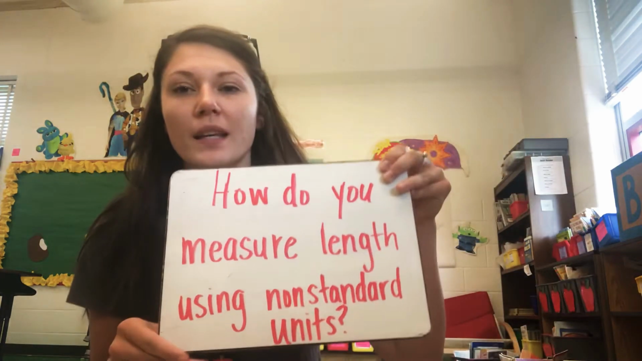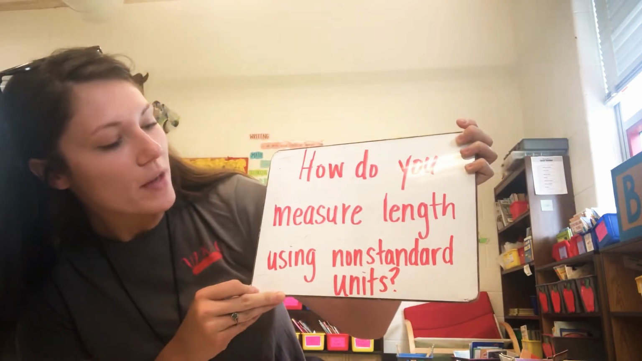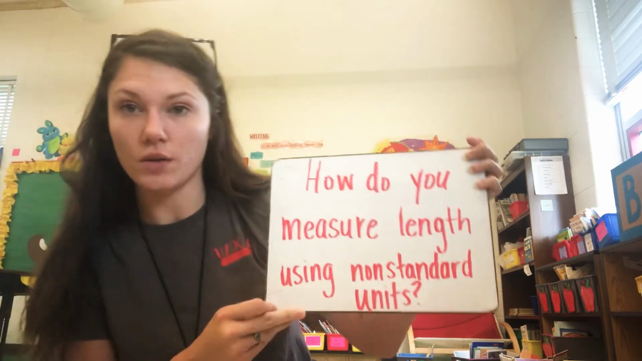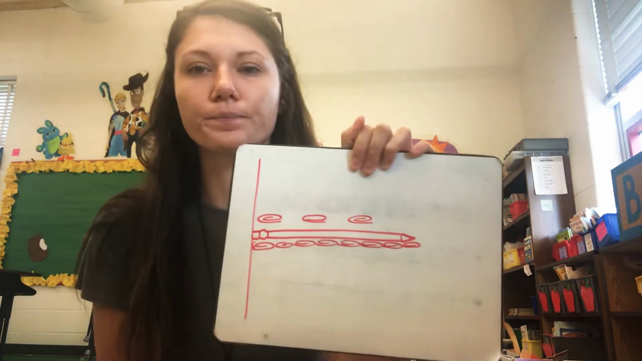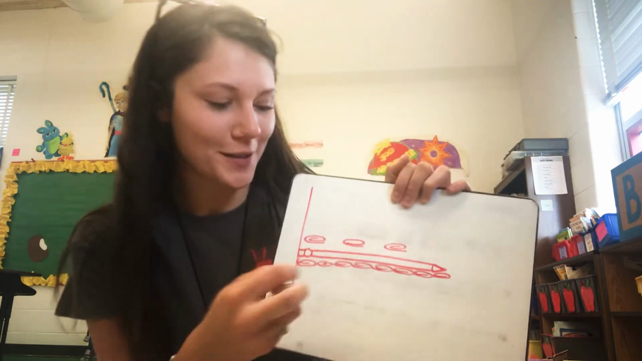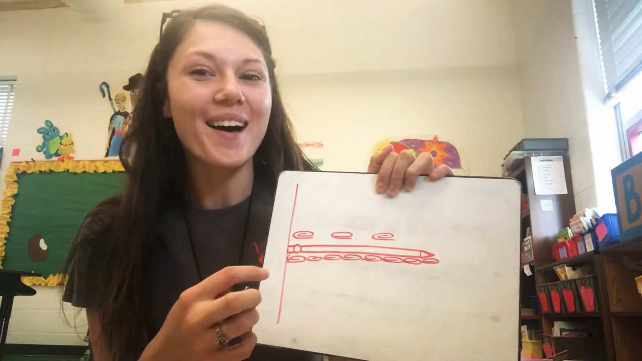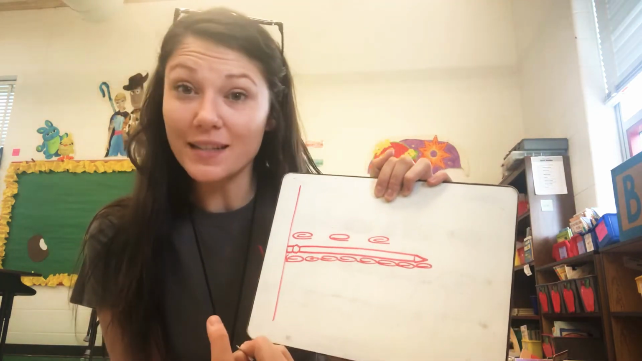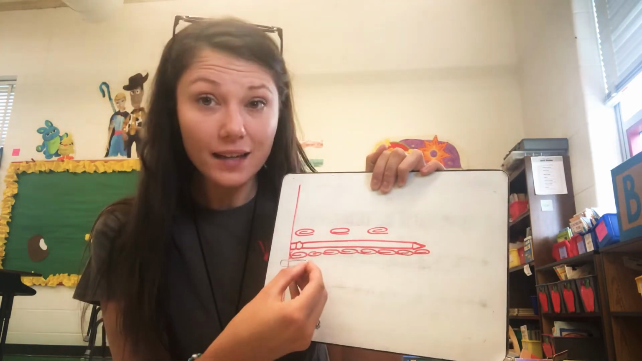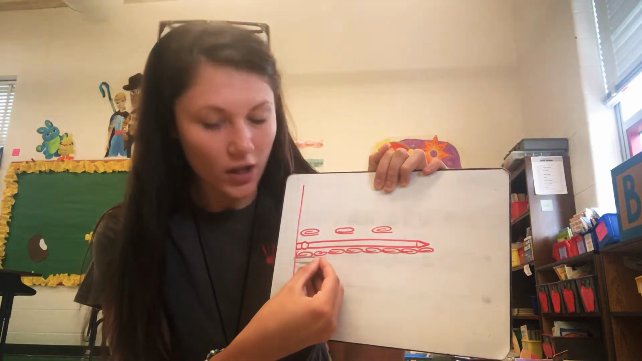All right, so let's get started. So today, my essential question is, how do you measure length using non-standard units? And when we use non-standard units, those are just random items that we are measuring, that we collect. So let's look at the pencil. If I were to use a paper clip, yes, those are paper clips, to measure this drawn pencil, I'm going to stack the paper clips right beside each other.